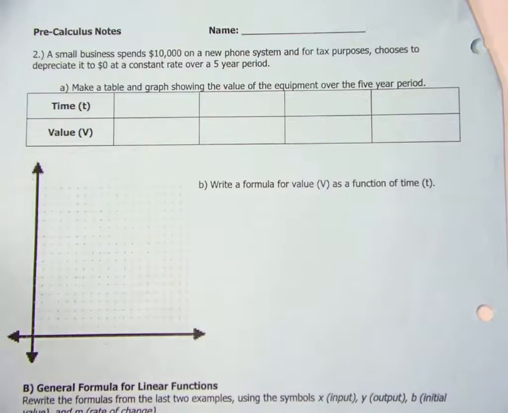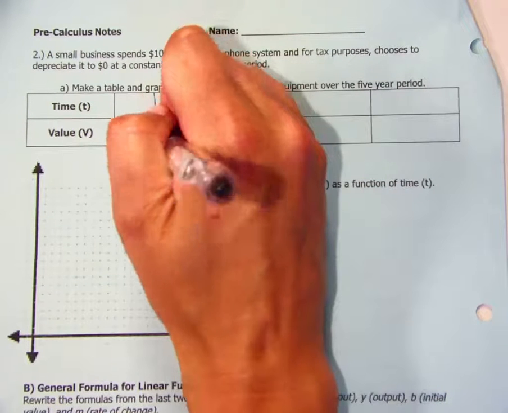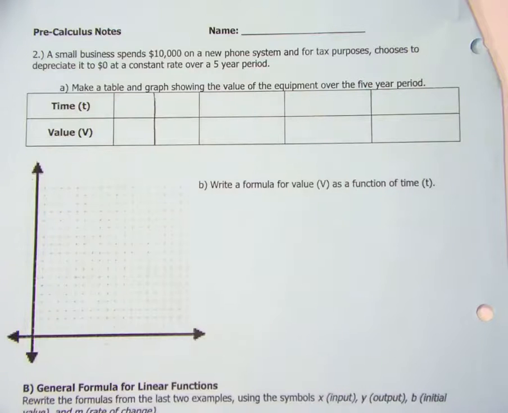I'll get this example started for you, and then I'm going to have you guys kind of finish it off. It says a small business spends $10,000 on a new phone system and for tax purposes chooses to depreciate it to $0 at a constant rate over a 5-year period. Make a table and graph showing the value of the equipment over the 5-year period. Now, split that one in half because you don't have enough places in that table.